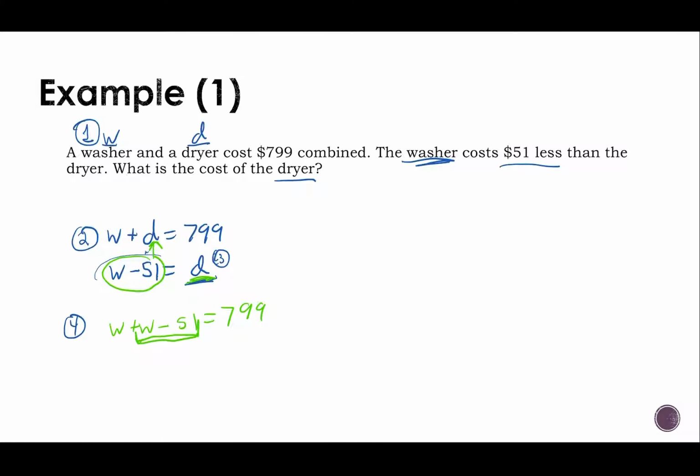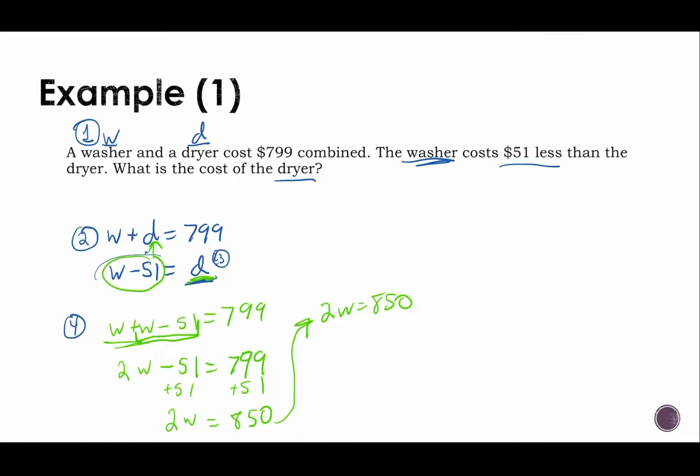So I can solve for this first variable. I have 2W minus 51 is 799 because the first step I did was combine like terms. Next, I'm going to add 51 to both sides. That gives me 2W equals 850. In order to isolate my variable, I'm going to divide both sides by 2. And that gives me that W equals 425. So now I know my washer was $425.